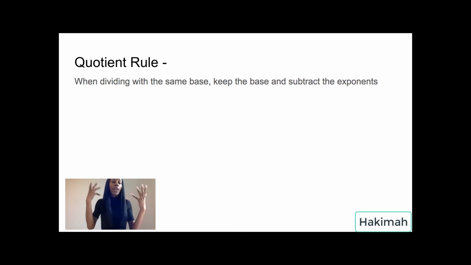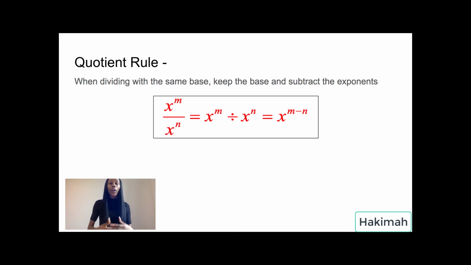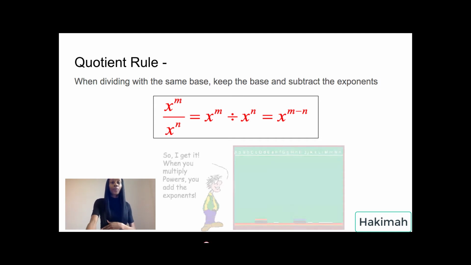People have different ways of thinking about things and different ways of remembering things. So just use what you feel you need to make sure that you remember which skill to use and when. So when dividing with the same base, keep the base, subtract the exponents. So if I have x to the power of m divided by x to the power of n, I know to keep that base x and subtract the exponent. So I end up with x to the power of m minus n.